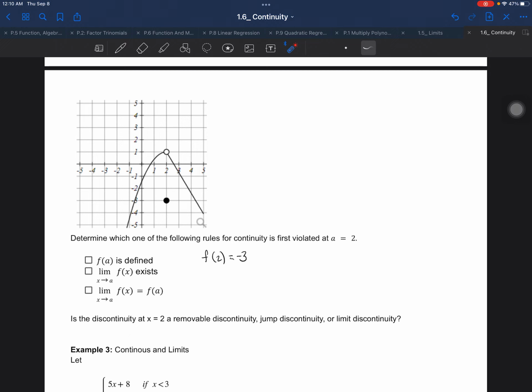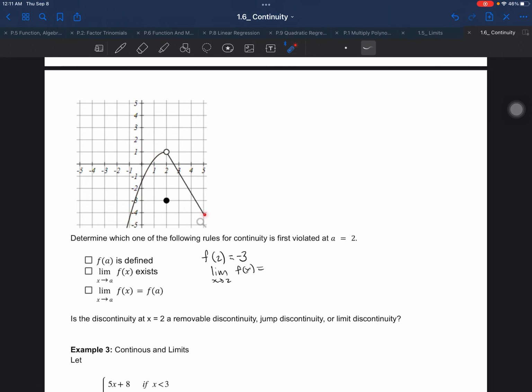Now let's try the next one. Let's look at whether the limit of the function as x approaches a exists. If we're looking at a equals 2, this translates to the limit as x approaches 2 of f of x. Does it exist? As x approaches 2, the value of the function is increasing, and it's approaching the y value of 1.